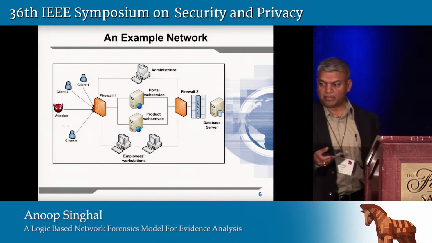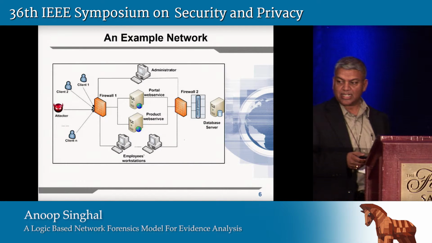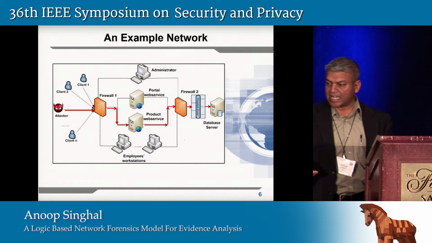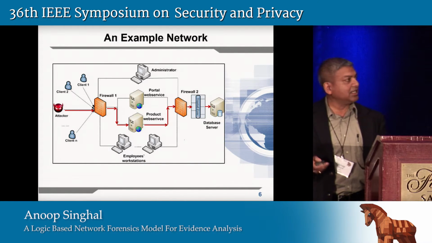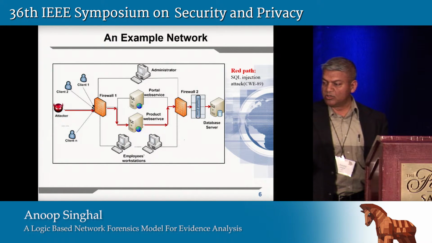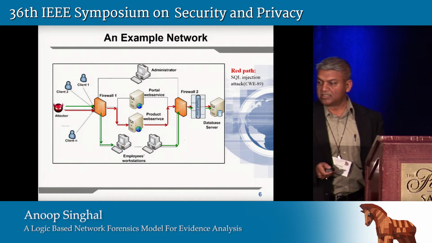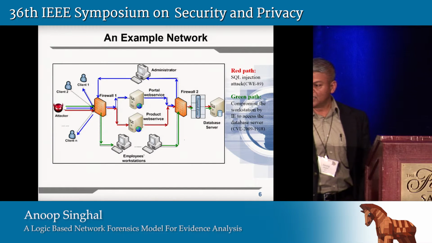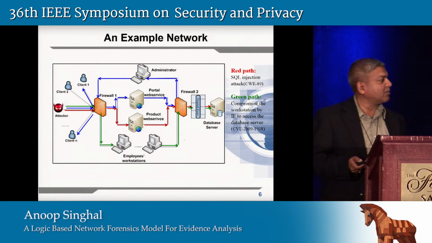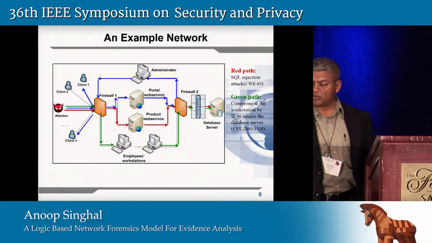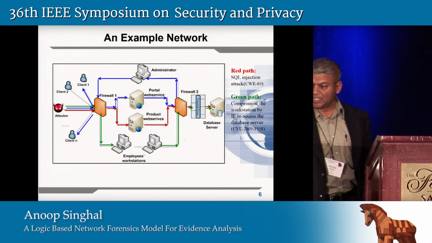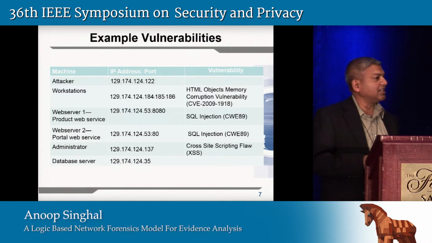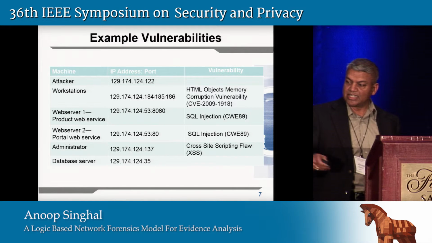So just to show you an example, this is a small example network on which we have applied this model. And there are different ways the attacker can come in. One is using a SQL injection attack, or he could use a cross-site scripting attack, which is a green path, or he could use a buffer overflow attack and then come to the database server. So basically the attacker is trying to access the information in the database server. He's using these different vulnerabilities to exploit them and then to reach the database.